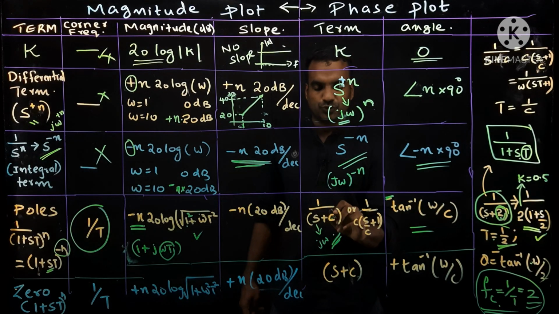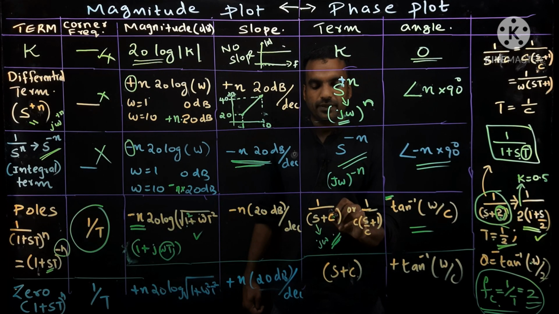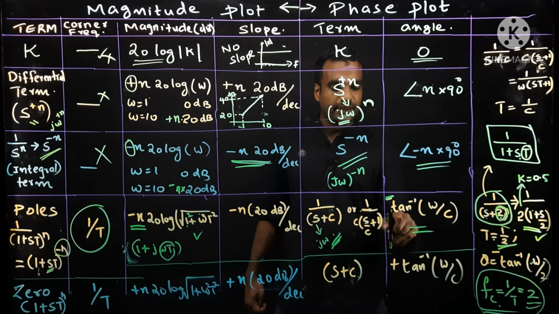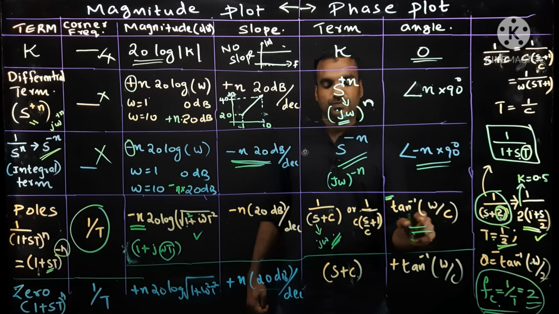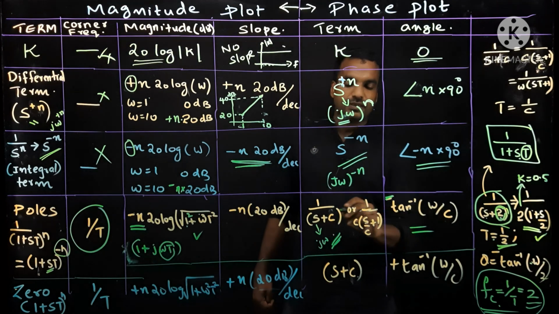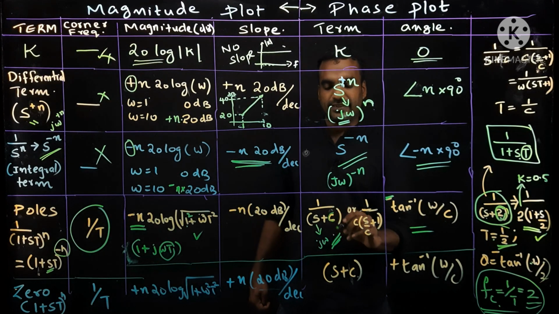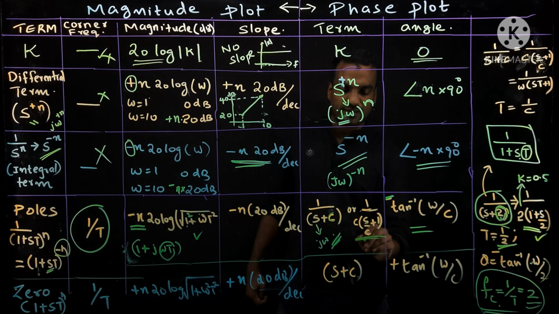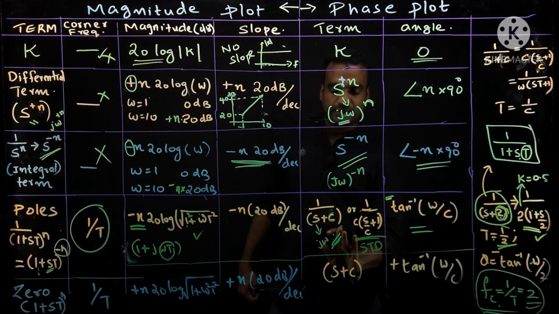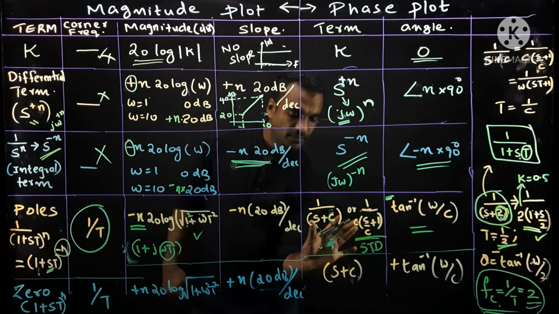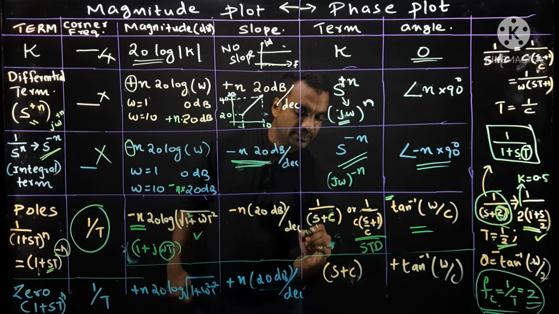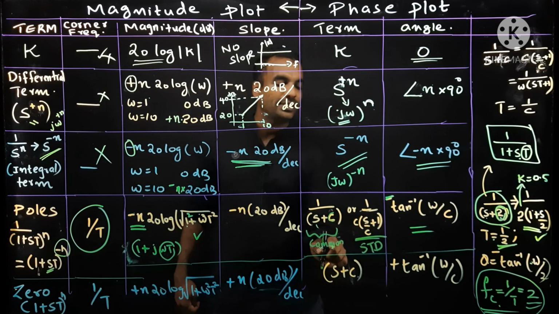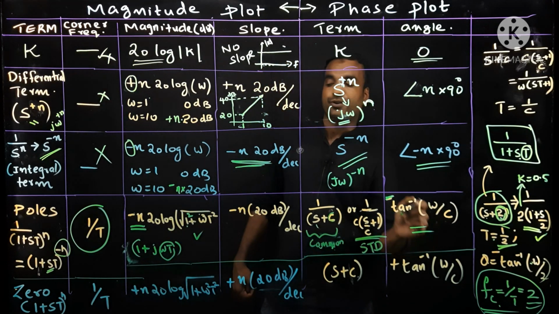Here 1 by s plus 2. So corner frequency will be 2. And the angle equation will be tan inverse of omega by 2, like that. Here the 2 is taken as a constant c, and we are taking c outside to make it standard form. So this is standard form. This is not a standard form. This is standard form. This is common form. But common form is better for finding the angle equation.